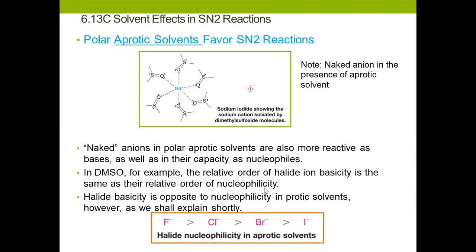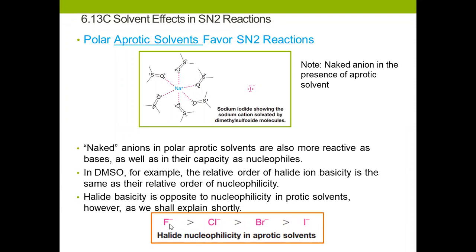The trend, if you remember your group 7, fluorine, chlorine, bromine, iodine, is that fluoride ion is more nucleophilic than chloride, than bromide, than iodide. This is also the same order as its basicity. Fluoride has more tendency to donate electrons as a base than chloride, bromide, and iodide. Why is that? The larger the anion is, the more it can be stabilized by polarization of its electron density. The larger the ion is, the more stabilized it is by polarization.